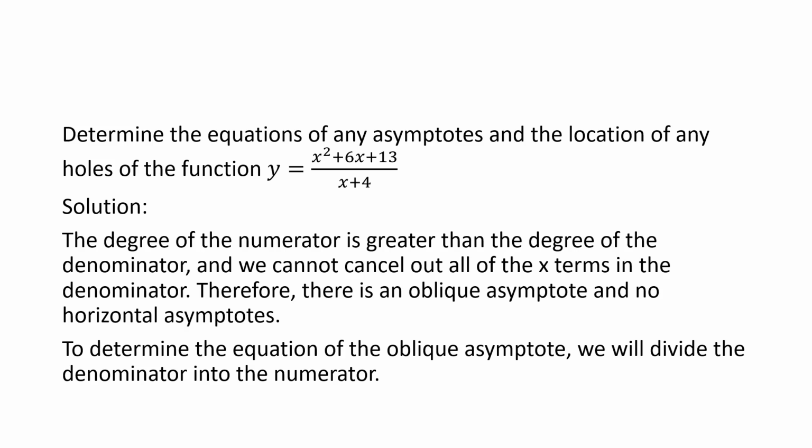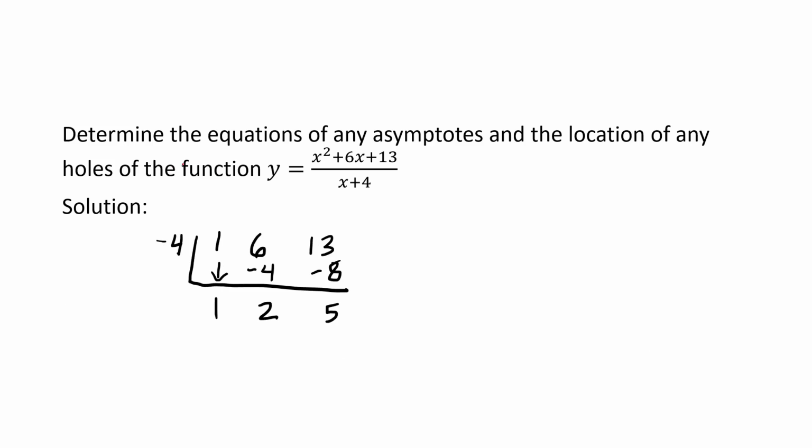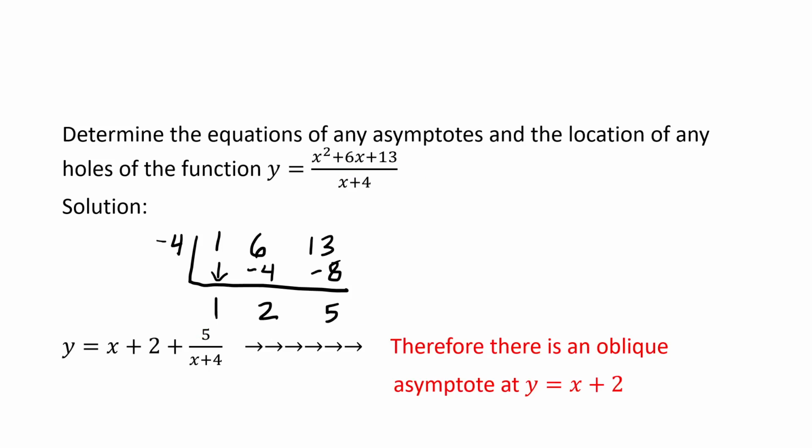With what's remaining, we see that we've got degree 2 over degree 1. The degree of the numerator is greater, which means we're going to have an oblique asymptote. How do we find the equation of the oblique asymptote? The division statement. We take x + 4, and it's linear, so we can use synthetic division. We divide that into x² + 6x + 13, and our division statement is y = x + 2 + 5/(x + 4). That tells me my oblique asymptote is this part of the division statement right there, y = x + 2.